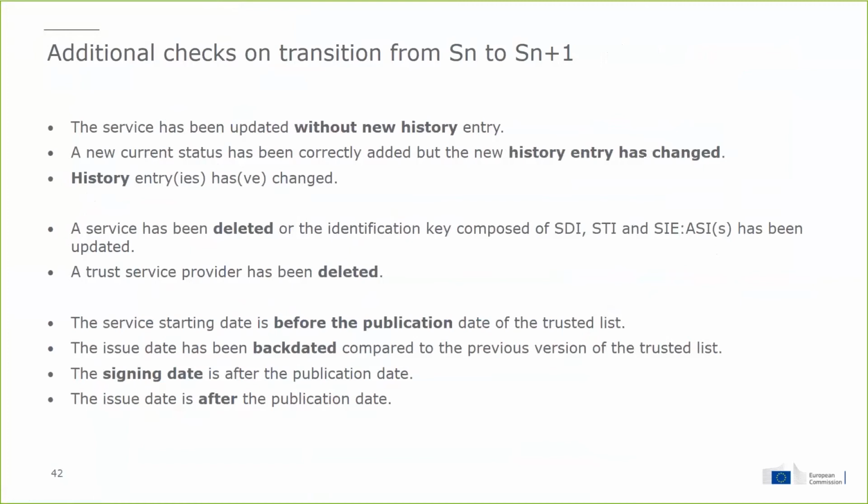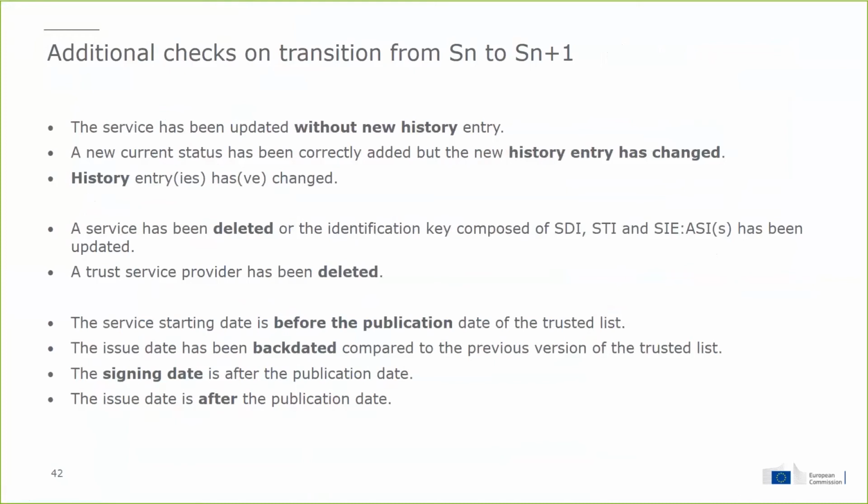Checks, we added new checks. So as I said, we now have implemented a list of what we could call transition checks or stateful checks, in the sense that we are now detecting what is going wrong from one version of the trusted list to another one. What are these kinds of checks? Three types. One category is based on history. For instance, the trust service has been updated without a new history entry. Now we can detect that.